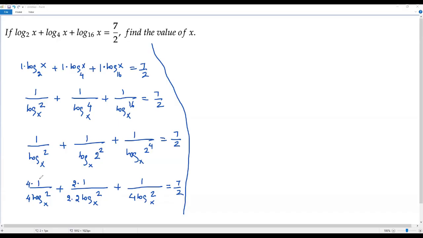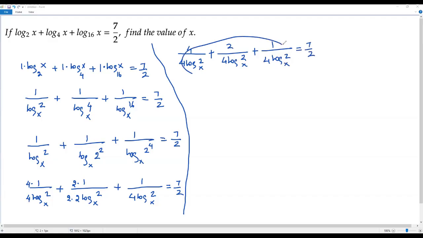Now when I multiply this 4 and 1, I am getting 4 in the numerator and 4 log 2 to the base x in the denominator. So in the second fraction, 2 times 1 is 2, divided by 2 times 2 is 4 times log 2 to the base x, positive 1 over 4 times log 2 to the base x. I am writing the third fraction as it is, equals 7 over 2.